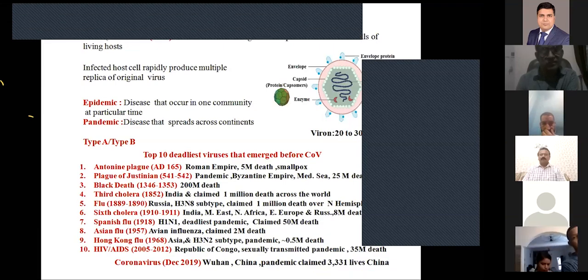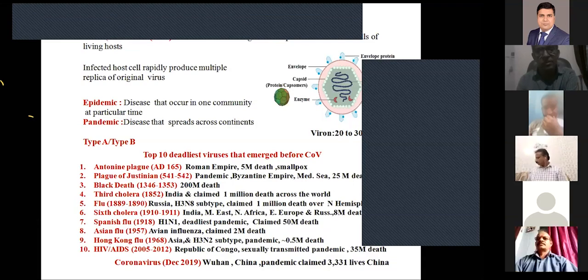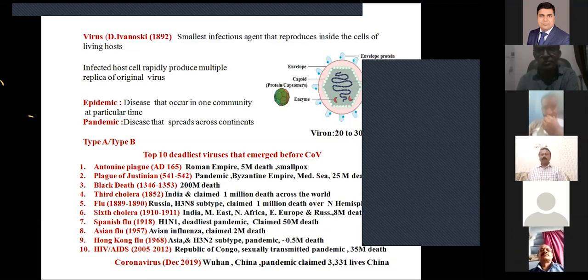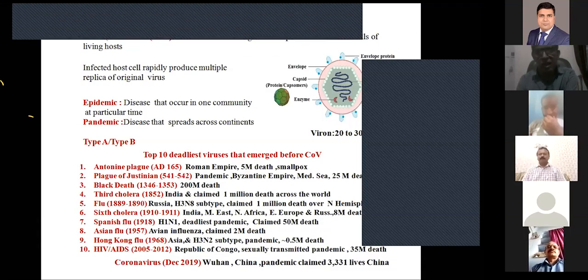Coronavirus is in the same sequence of diseases, and it was supposed to appear from Wuhan, China, and is a pandemic that has claimed around 3,331 lives in China right now. However, I have gone through some literature and some information systems where I found that coronavirus is not a disease which is very specific to China.